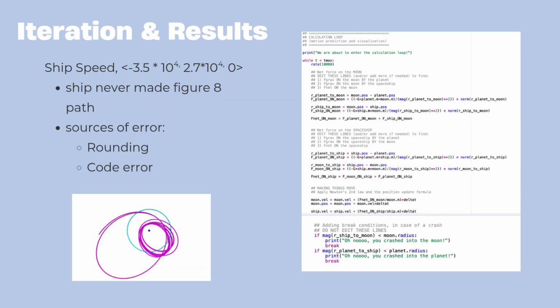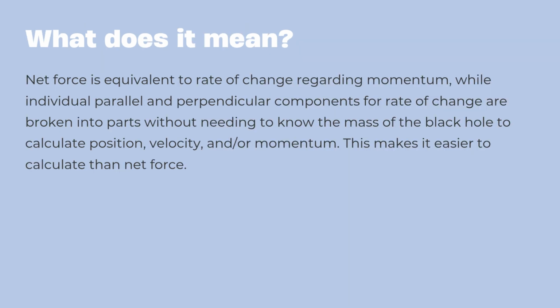Iteration and results. To the right, once again, is the code that we used, and we found the ship speed to be negative 3.5 times 10 to the 4th in the x component, 2.7 times 10 to the 4th in the y component, and 0 in the z component. The ship never really made a figure-8 path, so some sources of error could be a rounding error or a coding error.